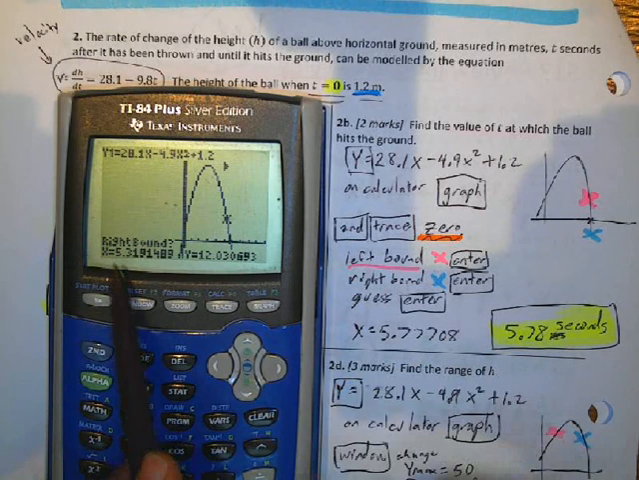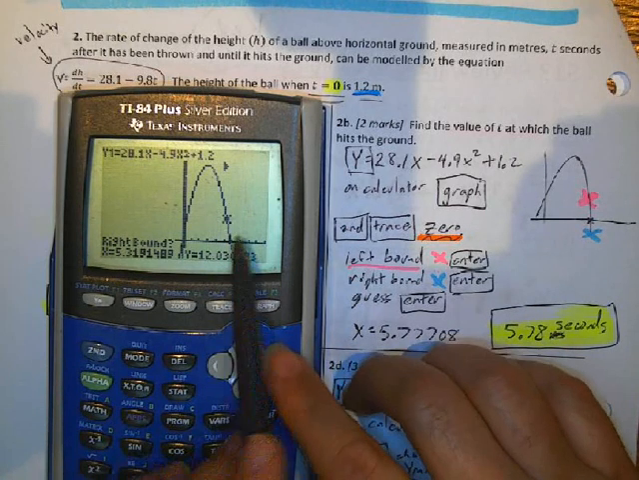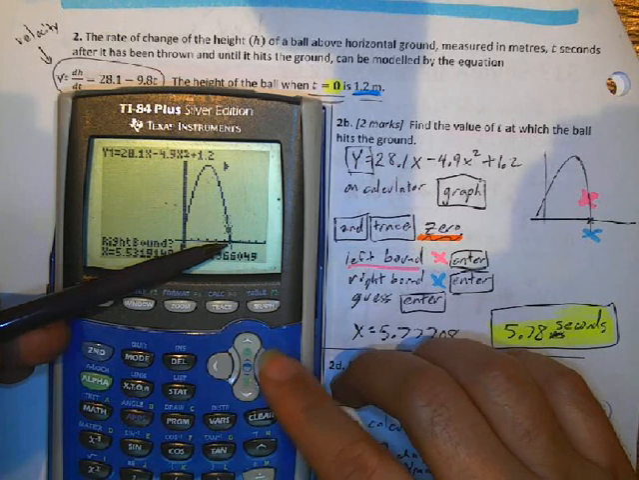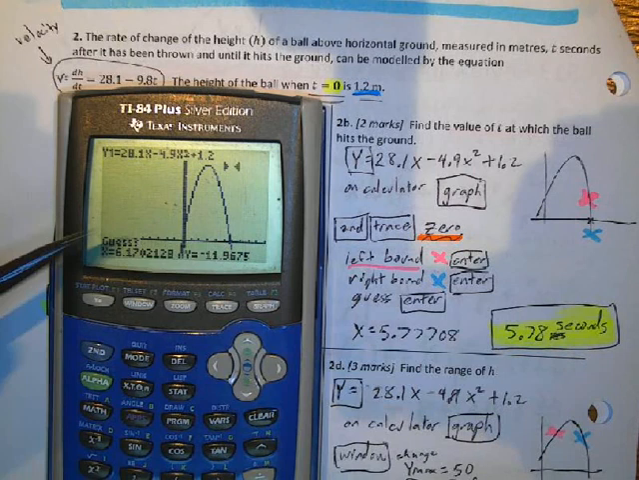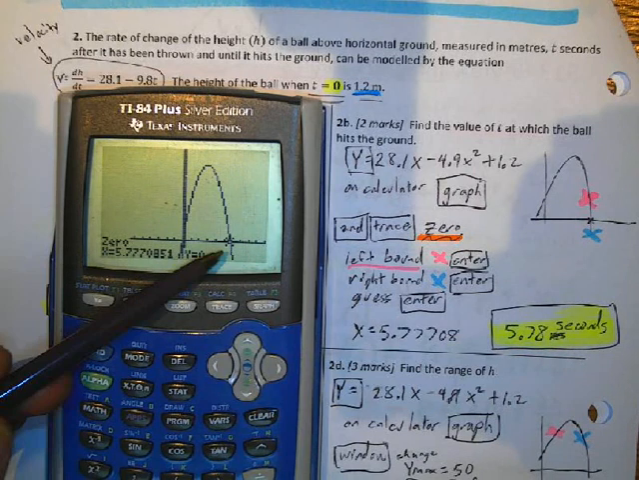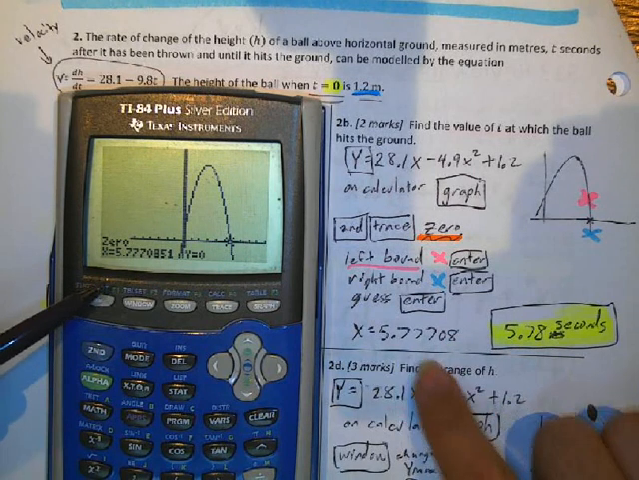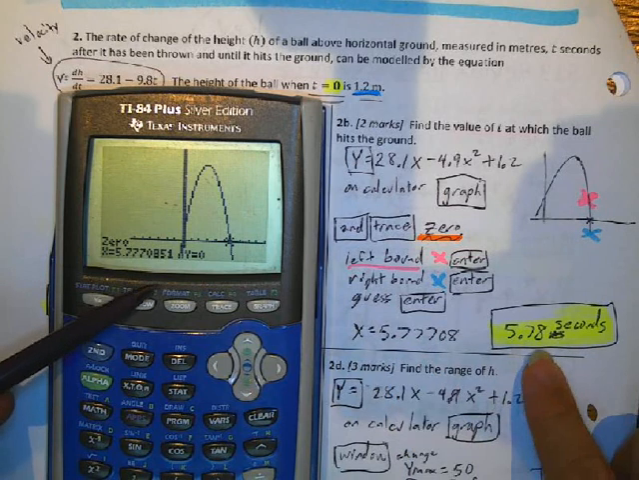And now it says right bound. I need to go to the right side of where my pen is pointing, so I'm going to hit the right arrow. It looks like I'm to the right now of it. Hit enter. It says guess. I hit enter again. It tells me this intersection is 5.77. Okay, 5.78. Okay.